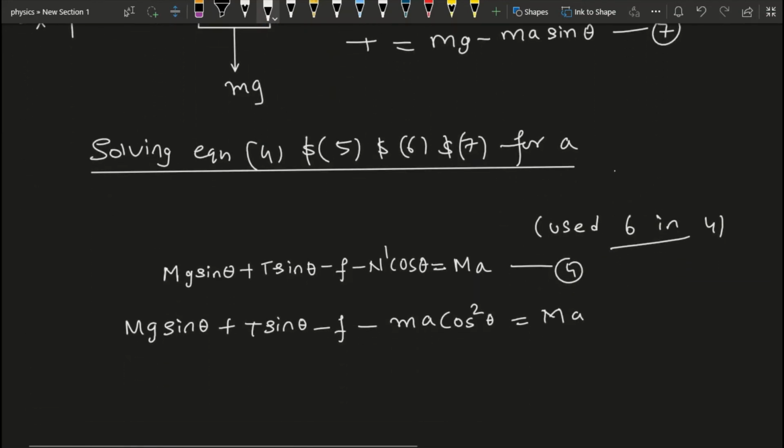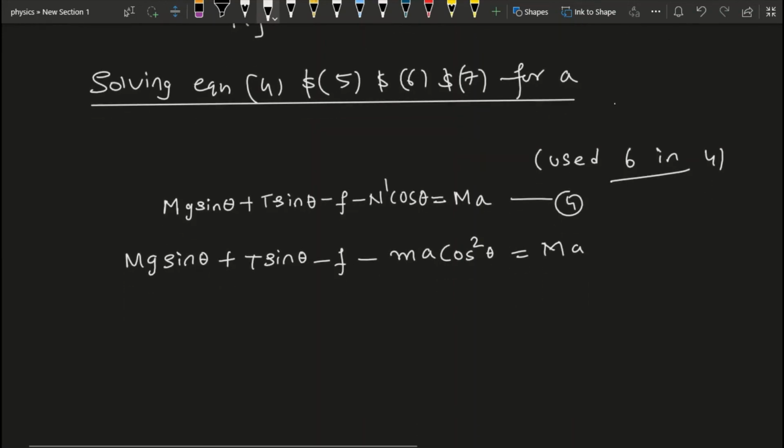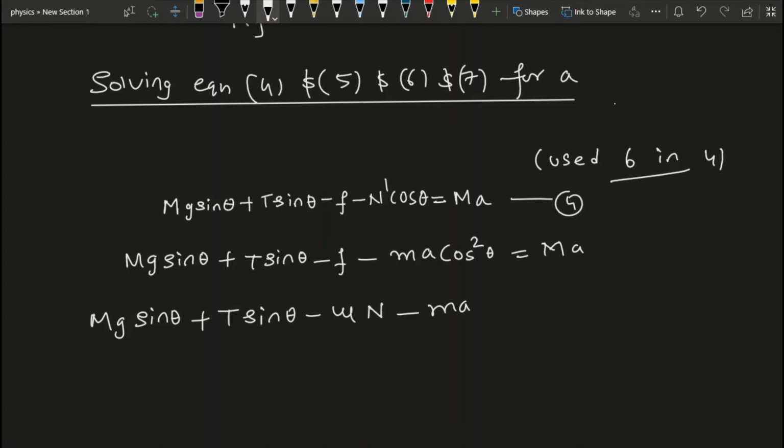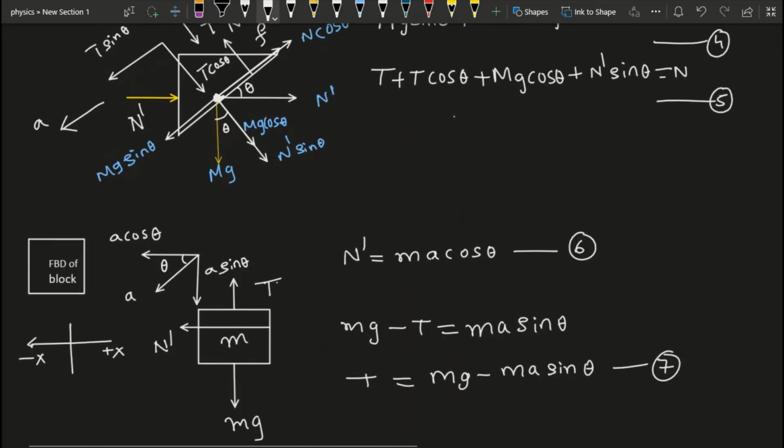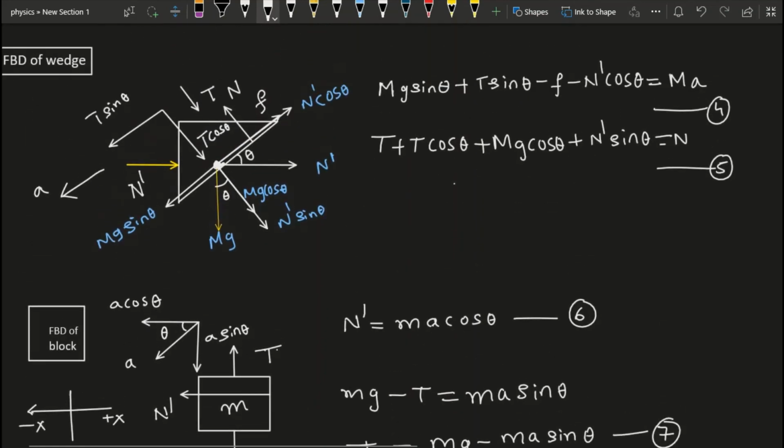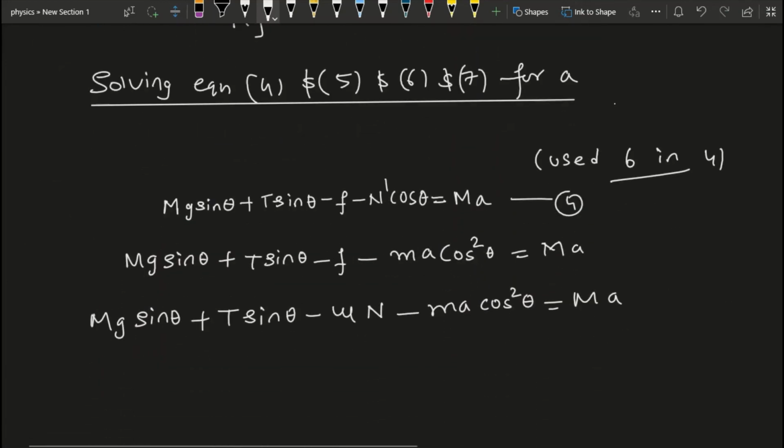Okay. Now, what is the friction? Friction is maximum value at mu into n, you can write. So capital M into g into sin theta plus T sin theta minus friction, which can be written as mu into n minus ma cos squared theta, is equal to capital M into small a. But what is this n? I want this n. How to calculate this n? We are already having this n value here. Now what we have to do? We have to change the n. Now I am writing that n value here.